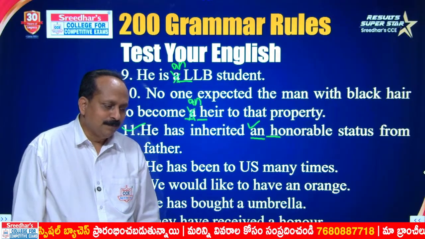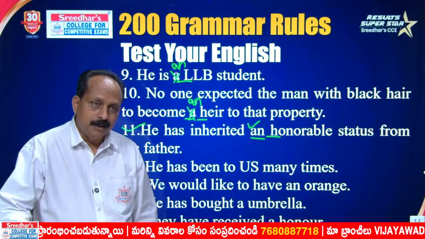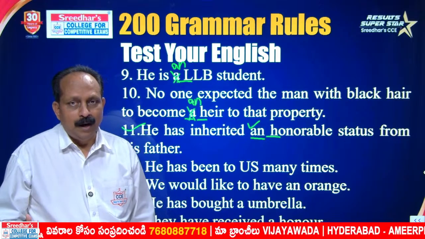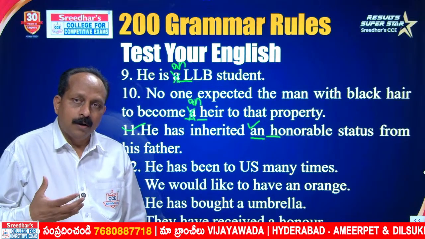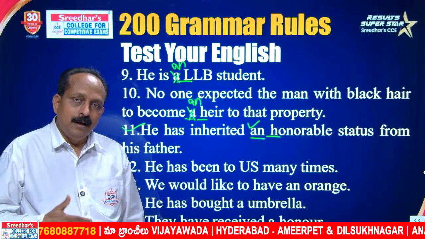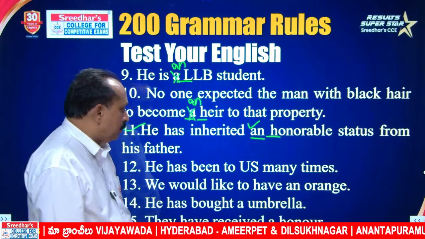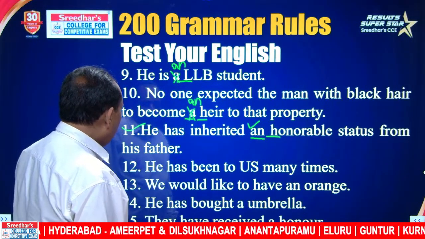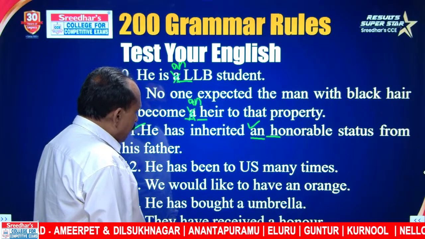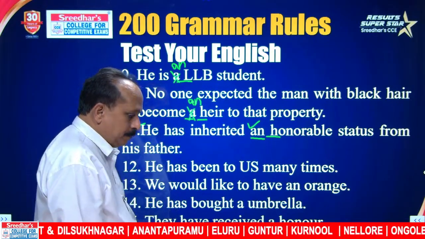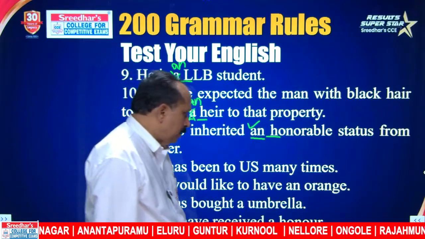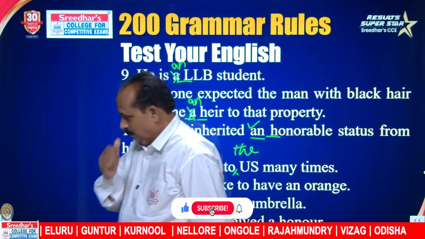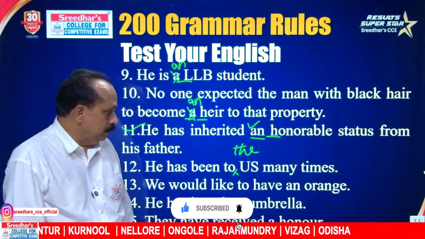Usually I give the example, it is an honor to teach people like you. An honor. And a typical example, honest man. People say honest with an h sound. H is silent. And a honest is wrong. An honest man. He has been to US many times. What is wrong with the 12th one? He has been to US many times. The US. Very good. He has been to the US. We have to use the definite article the.